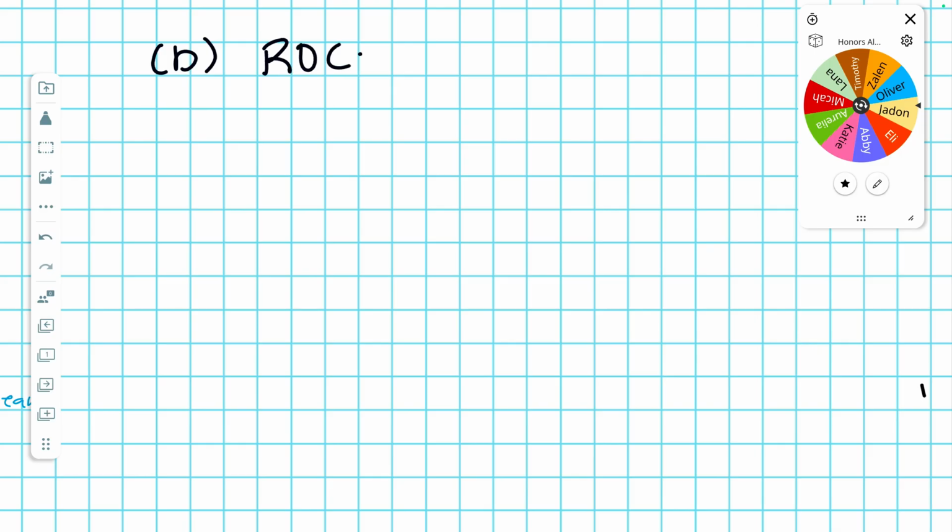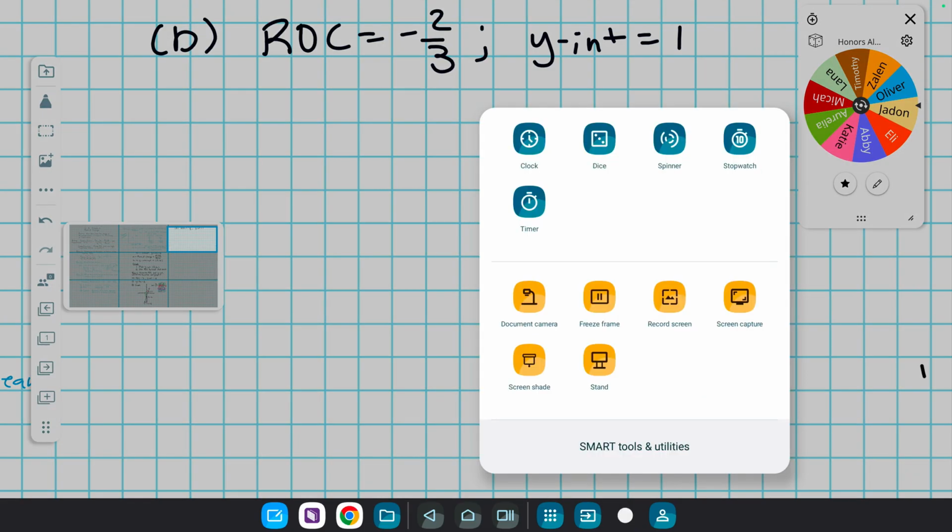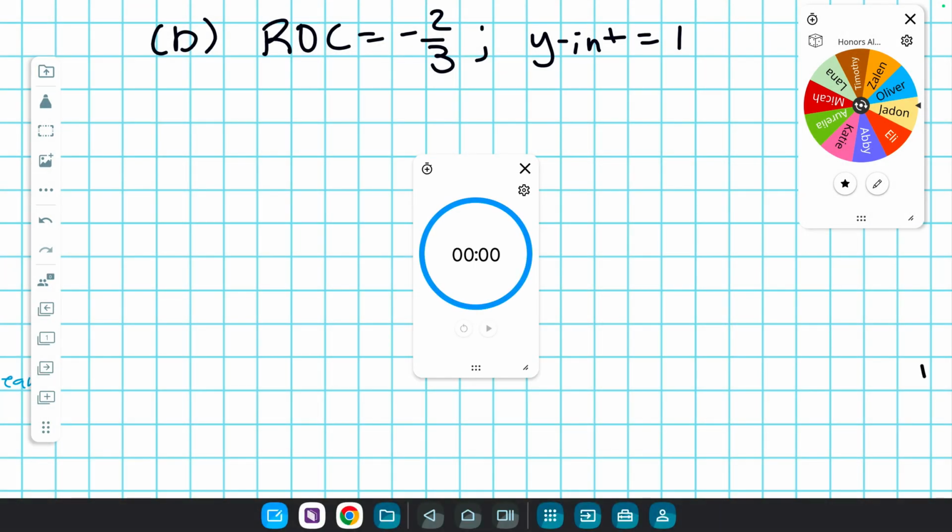Rate of change is negative 2/3. Y-intercept is 1. So you're writing the function and graphing it. Okay? Okay, and I will put up the timer. Giving you 4 minutes. And I'll make sure the sound is on too.